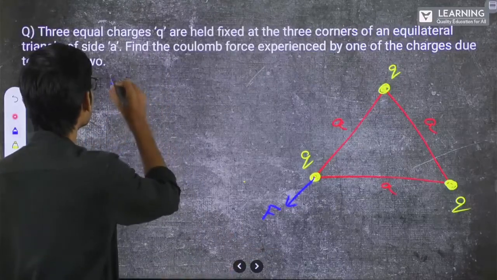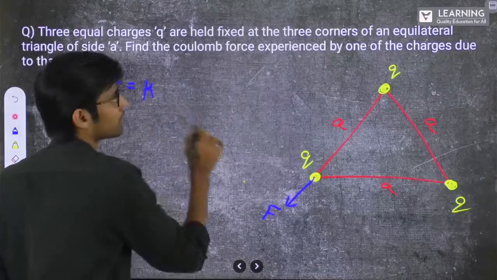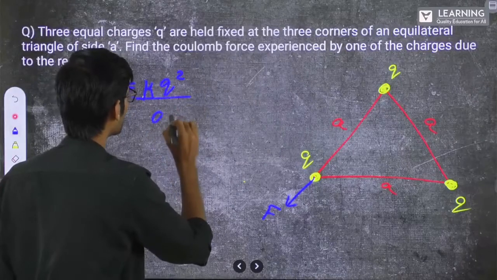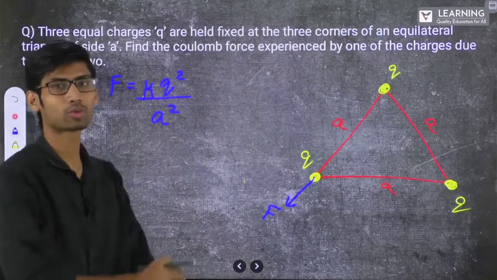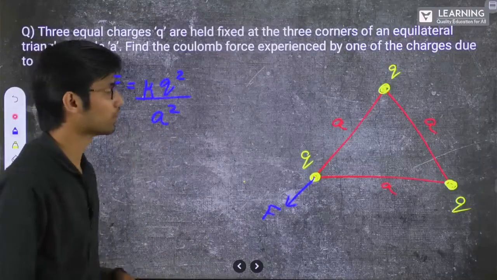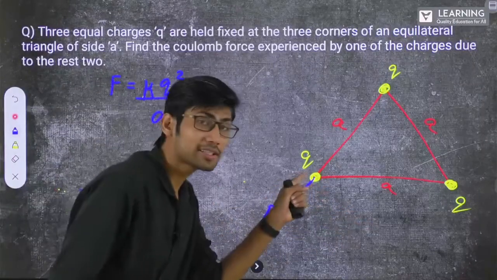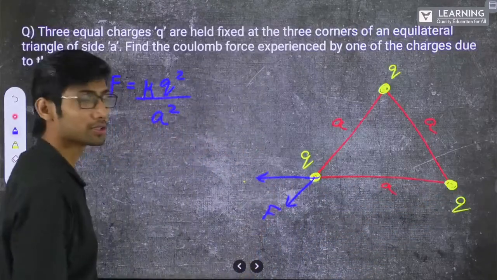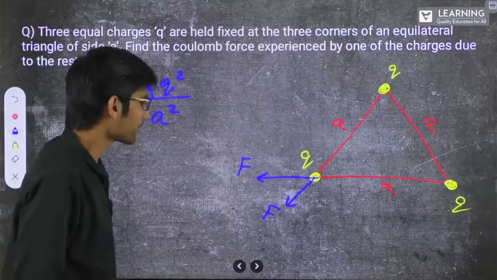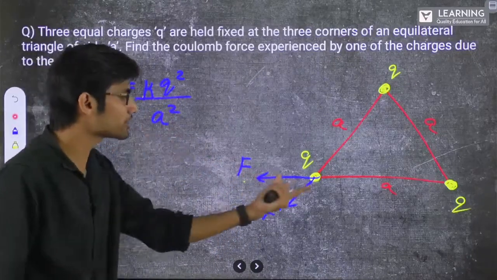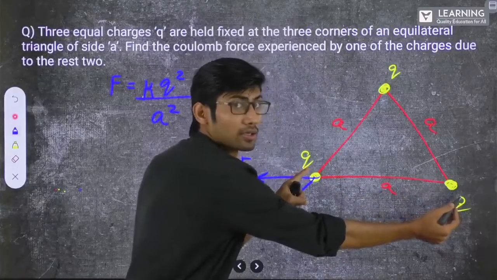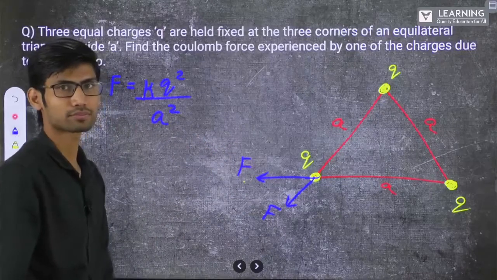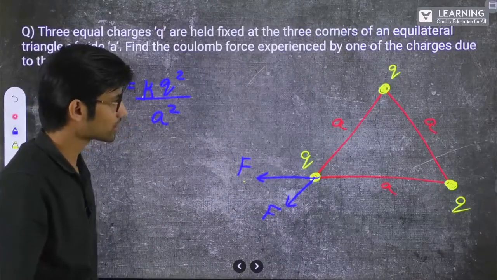The value of this F will be K, the product of the charges Q square, divided by the square of the distance between them: KQ square by A square. Now, the force on this charge due to this charge will again be along the same line in this direction. The value of this F will again be KQ square by A square. So both the forces are of equal magnitude.